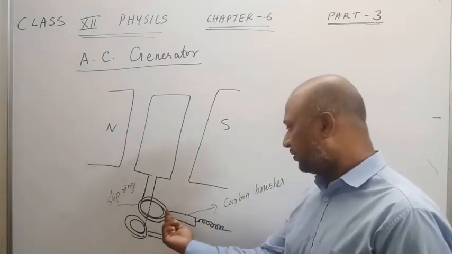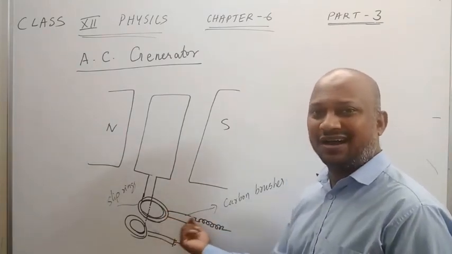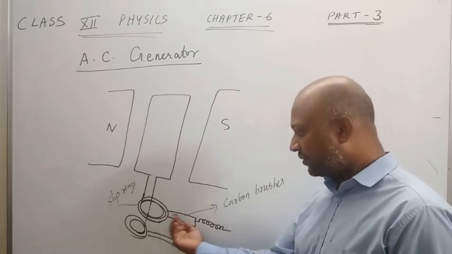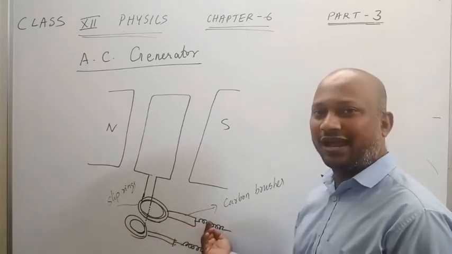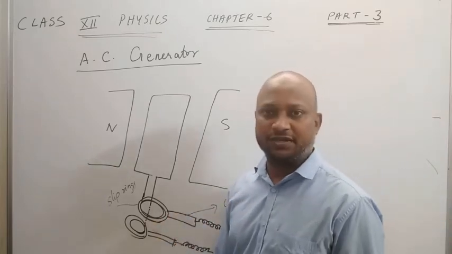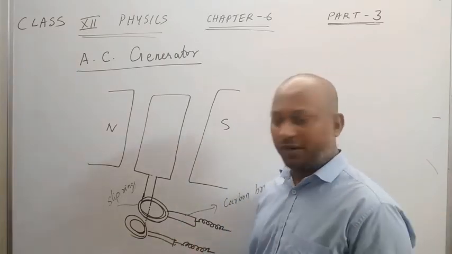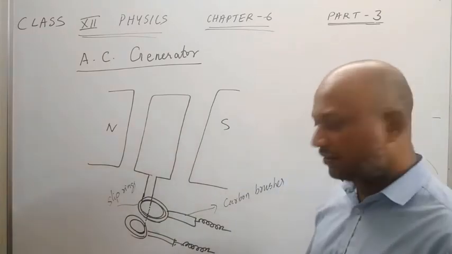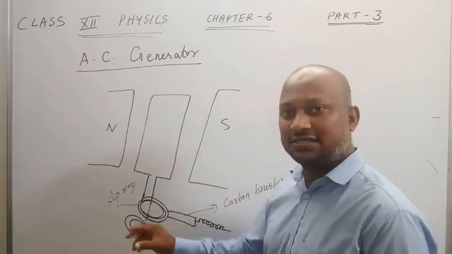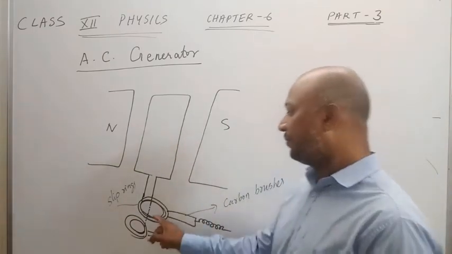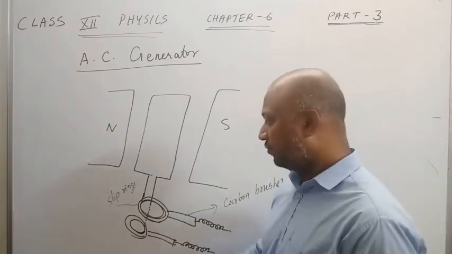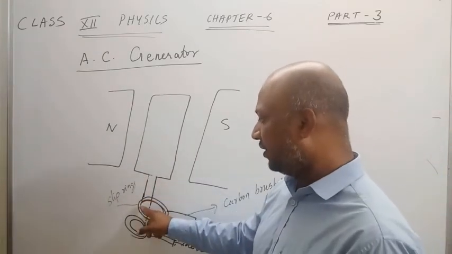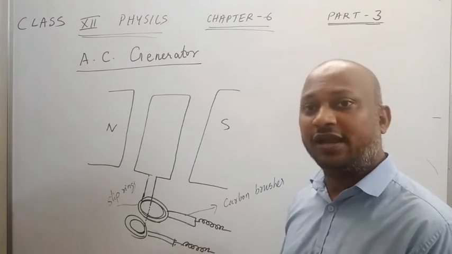If you push these carbon brushes, they will get away from the slip ring, meaning they will not touch the slip ring. But due to the force exerted by the spring on the carbon brushes, they just get in contact with the slip rings. One slip ring is attached to one end of the coil and the other slip ring is attached to the other end of the coil.